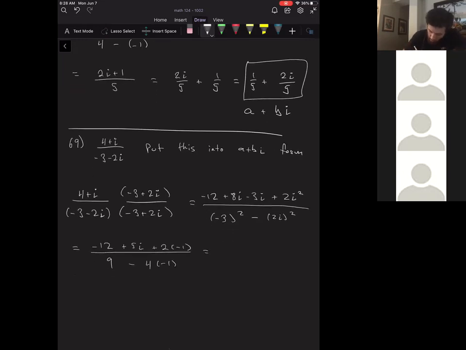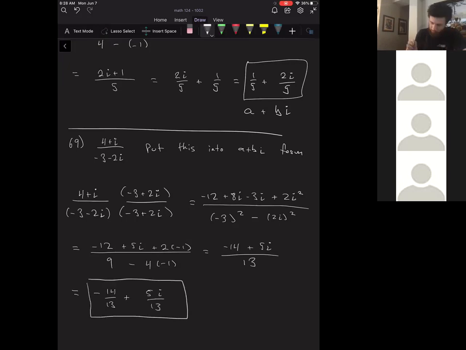So now on the top, here's a minus 12 plus a 2 times minus 1. So that's a minus 12 minus a 2, which is a minus 14, plus 5i. On the bottom, we have 9 minus minus 4, so 9 plus 4, which is 13. So breaking this up into two fractions, we have minus 14 over 13 plus 5i over 13. All right, and so this is going to be our answer in a plus bi form.